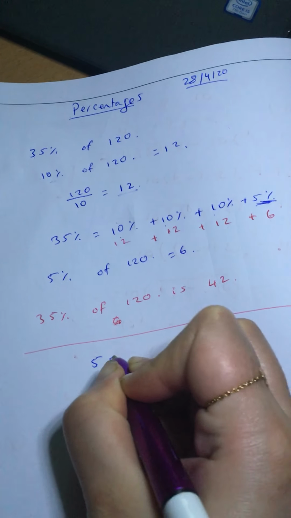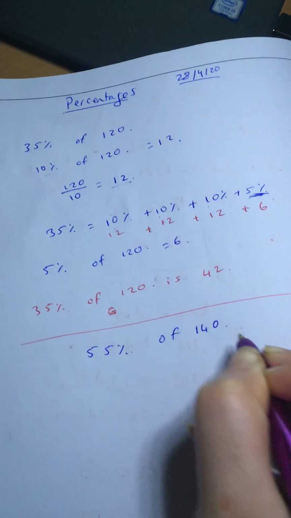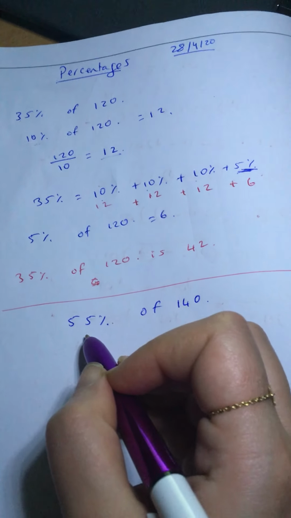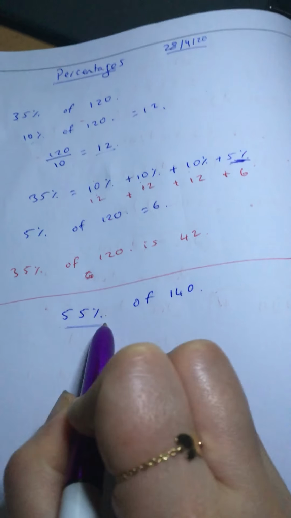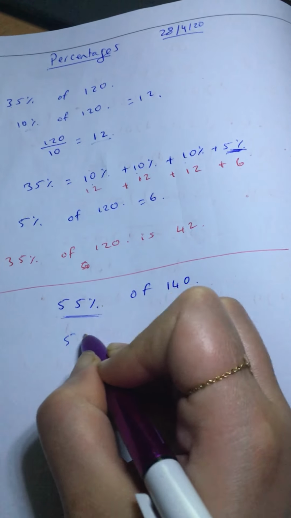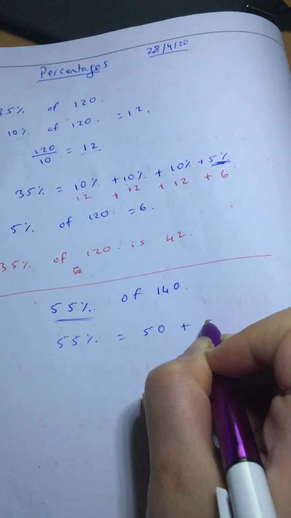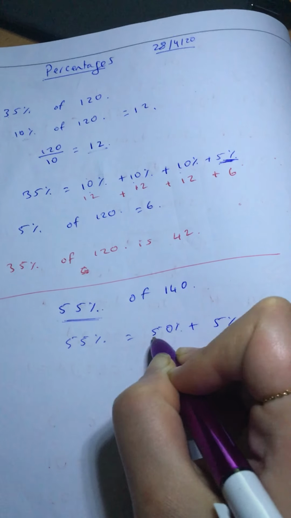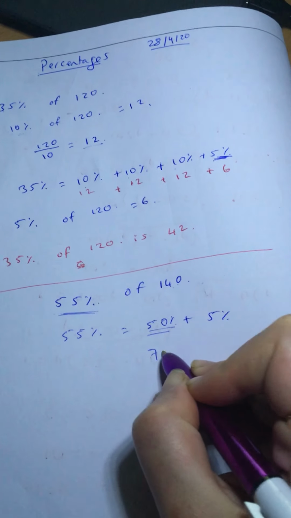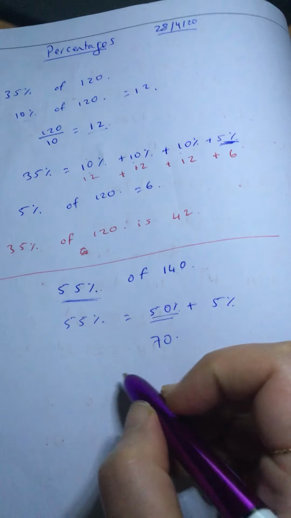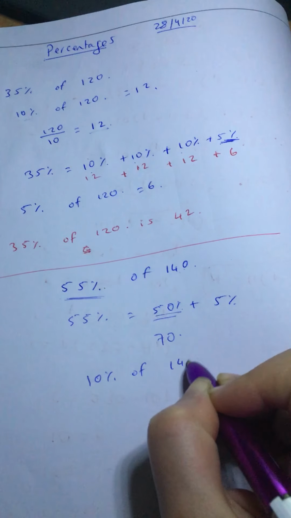I want to find 55% of 140. I can begin by finding 10%, or what you could do is find what 50% is. 50%, so 55 is 50 plus 5%. 50% is a half. A half of 140 is 70, and then for the 5%, I find 10% of 140.